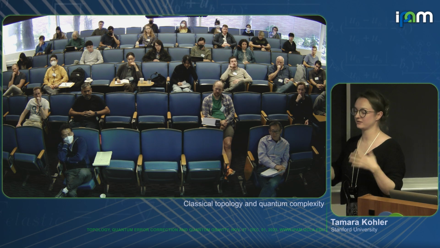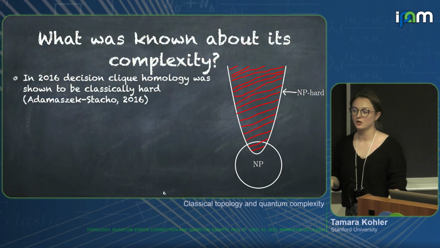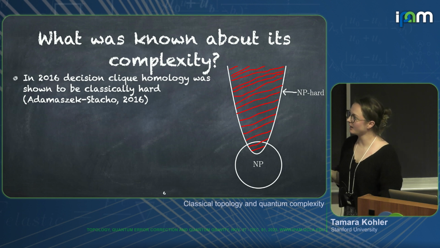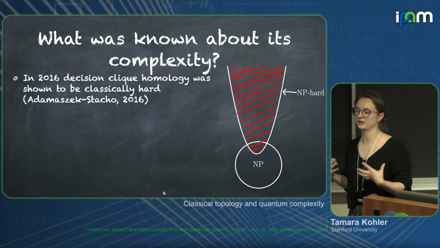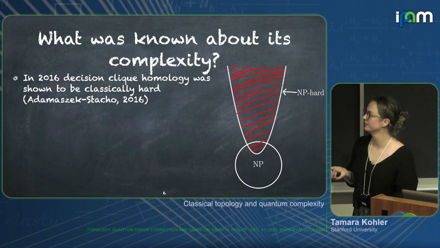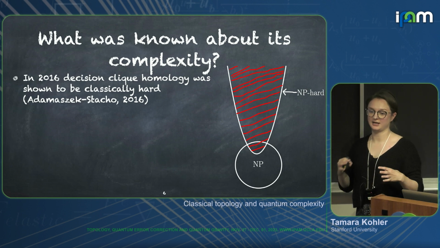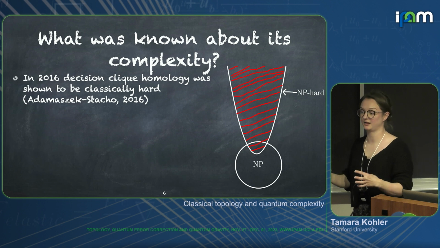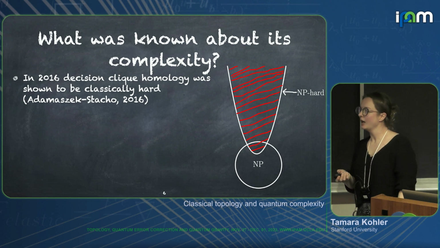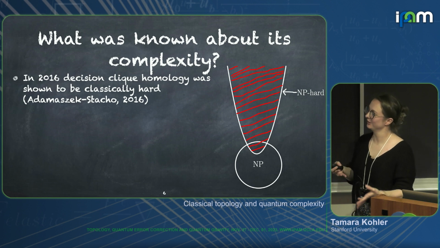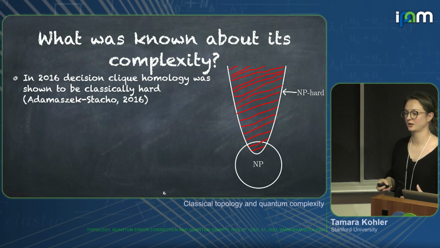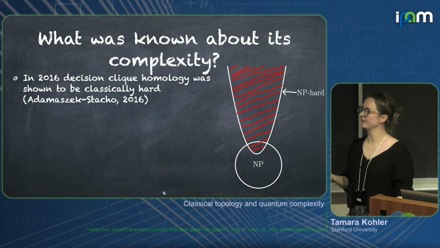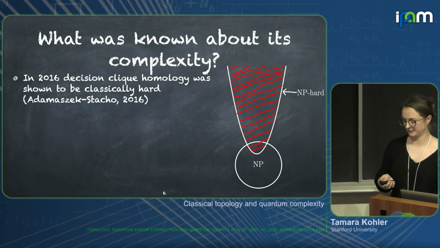Okay, so in 2016, the version of this problem where you're not promised anything about the input was shown to be classically hard. And what I mean by that is this problem was shown to be at least as hard as the hardest problem that can be checked on a classical computer. It wasn't shown that it could be checked on a classical computer, it was just shown it was at least as hard as the hardest problem that could be. And we are pretty sure, although we don't know 100%, but we're pretty confident that there are things you can check on a classical computer that you can't solve on a classical computer. So this was taken to be a proof that this problem can't be solved on a classical computer.